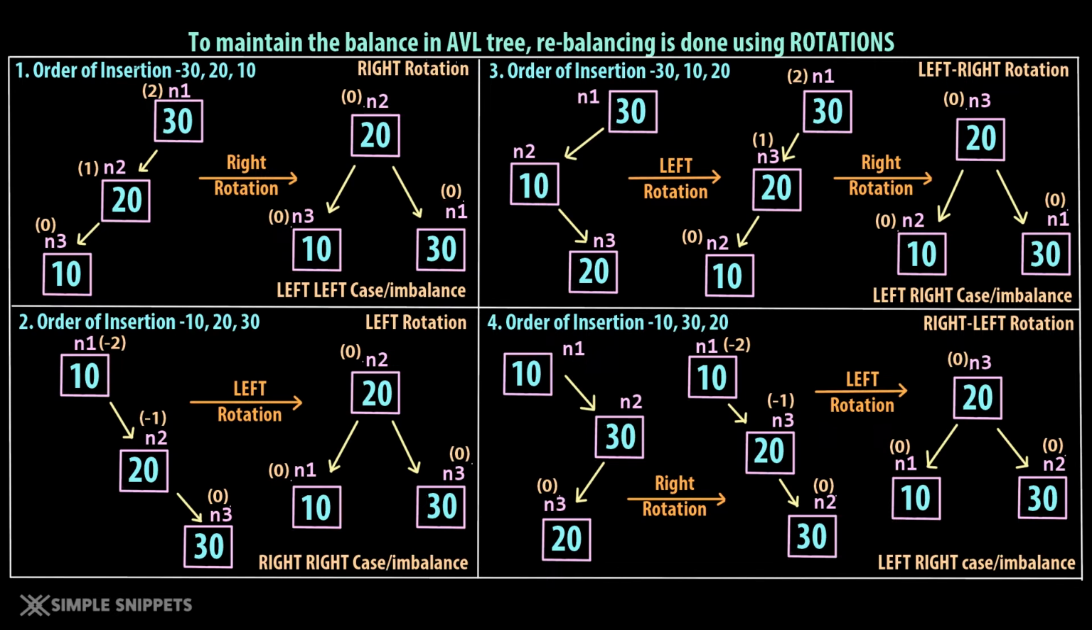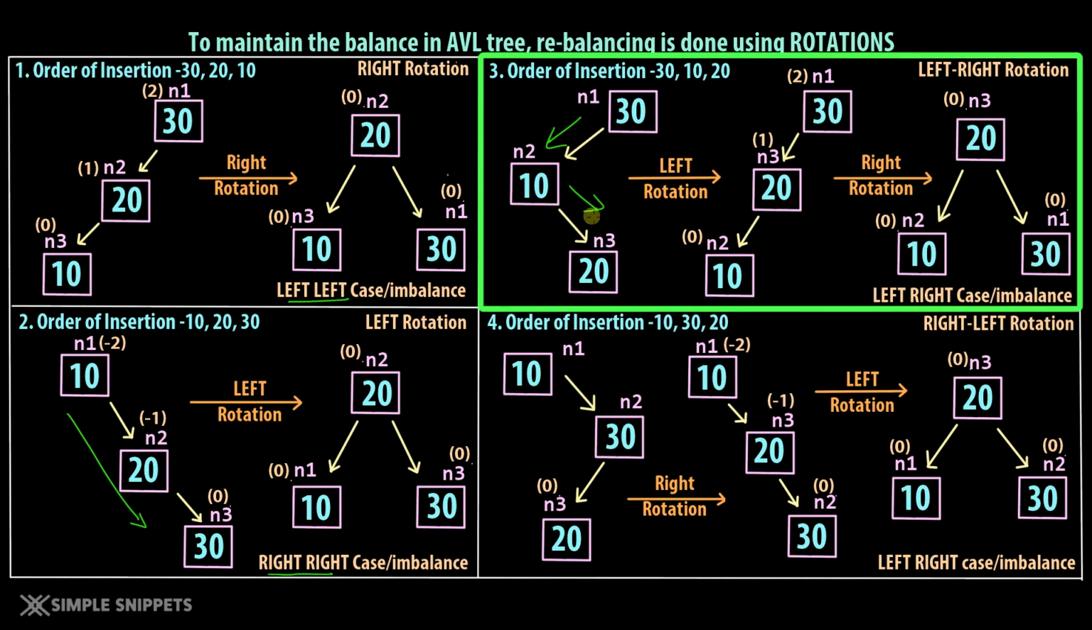So on the screen, you can see the summary of the previous tutorial where we have all the 4 different use cases. We have the left-left imbalance where we did the right rotation and got the balanced AVL tree. Then case 2, a right-right imbalance, it was imbalanced towards the right. So we did a left rotation and we got the AVL tree back. The third use case was a left-right imbalance. So we had to do 2 rotations. We did the first rotation as a left rotation. So N3 took the place of N2 and N2 took the place of N3. And then we got the left-left case. So we did the right rotation and we got our balanced AVL tree.